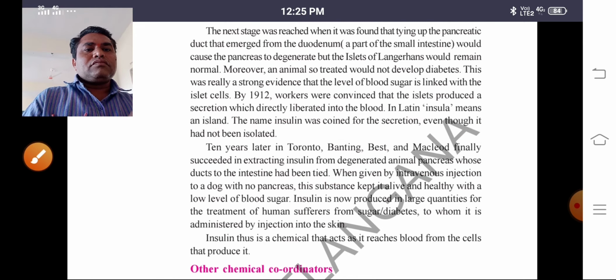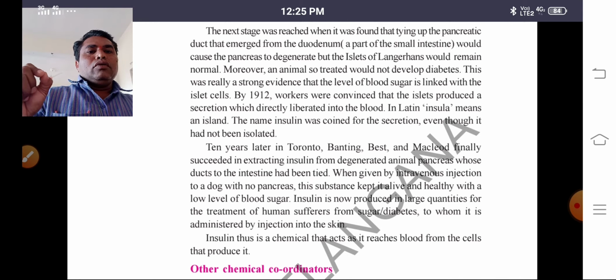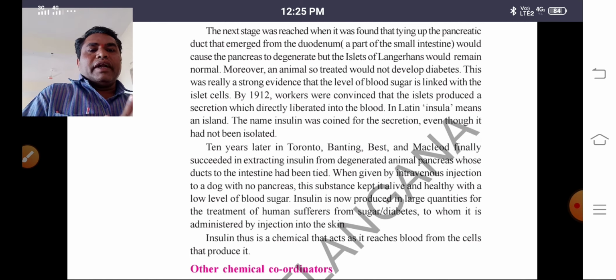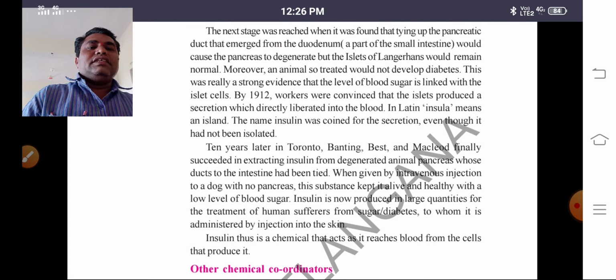insulin from degenerated animal pancreas whose ducts to the intestine had been tied. So when given by the intravenous injection to a dog with no pancreas, this substance kept it alive and healthy with a low level of blood sugar. So insulin is now produced in large quantities for the treatment of humans suffering from sugar diabetes, to whom it is administered by injection into the skin. So insulin thus is a chemical that acts as it reaches the blood from the cells that produce it.